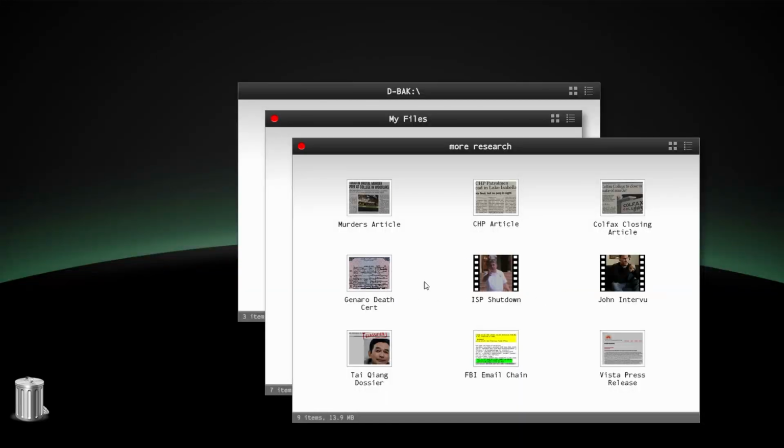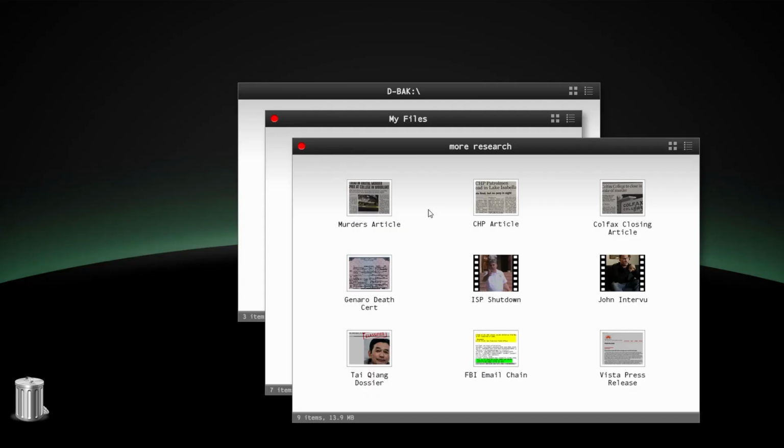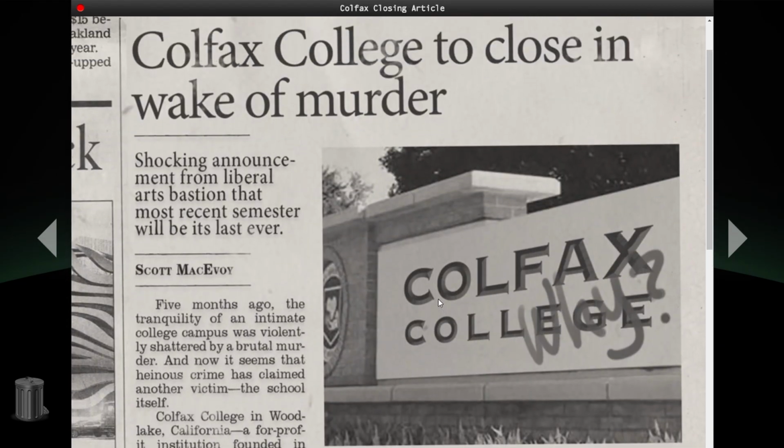All right, well, I am playing this in pitch black darkness besides my monitor screen, so needless to say, I'm a little bit riled up here. This is really creepy. All right, this is a death certificate of one of the officers. What the cause of death has just been completely redacted. Injury information? Yeah, something funny's going on. Colfax closing article. Wait, they closed the college?